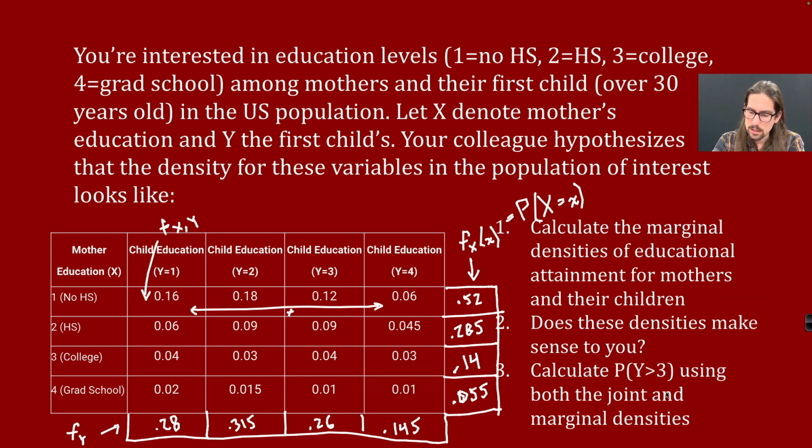So first I'm going to calculate this using the joint density. Here it's the probability y is greater than 3. So that is only y equals 4. It's not greater than or equal to, it's just y equals 4. And there's no condition on x. So that corresponds to all of these cells here. We have to add these numbers together, and the number we'll get is 14.5%.